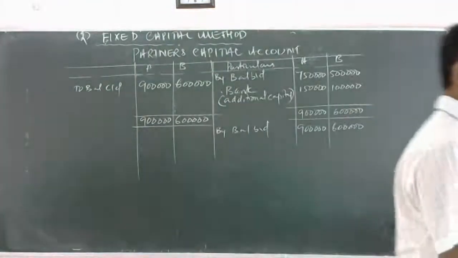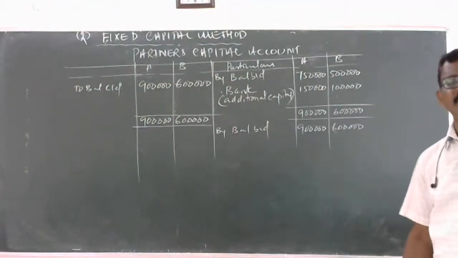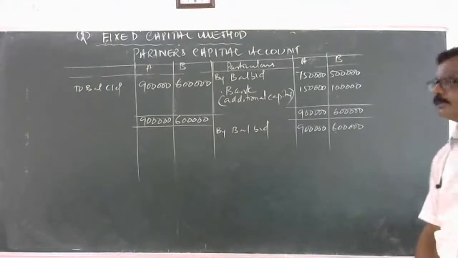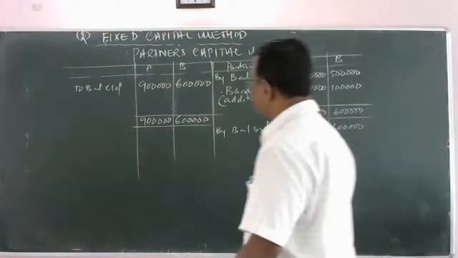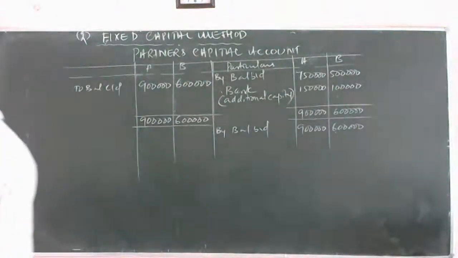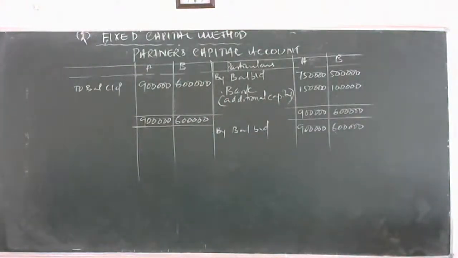Capital account under fixed capital method. Right? Now we have to prepare another account here. Another account under fixed capital method, that is the current account.